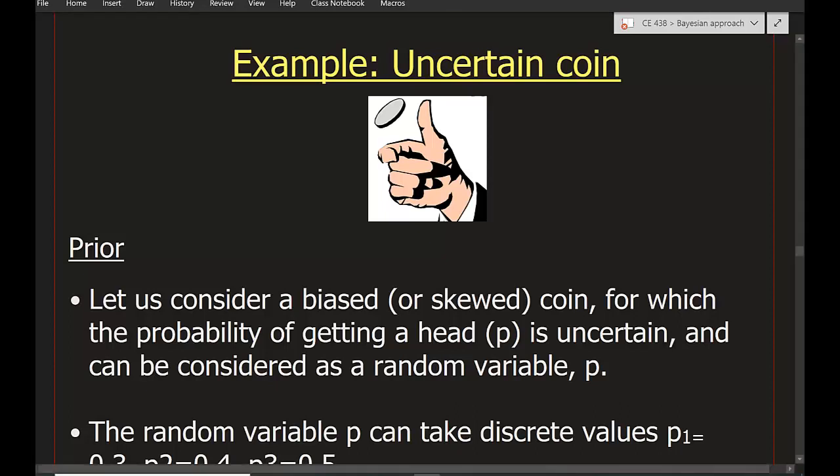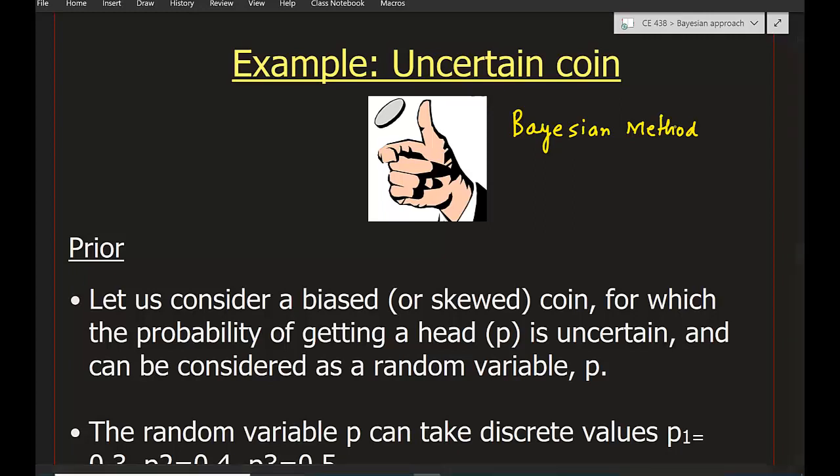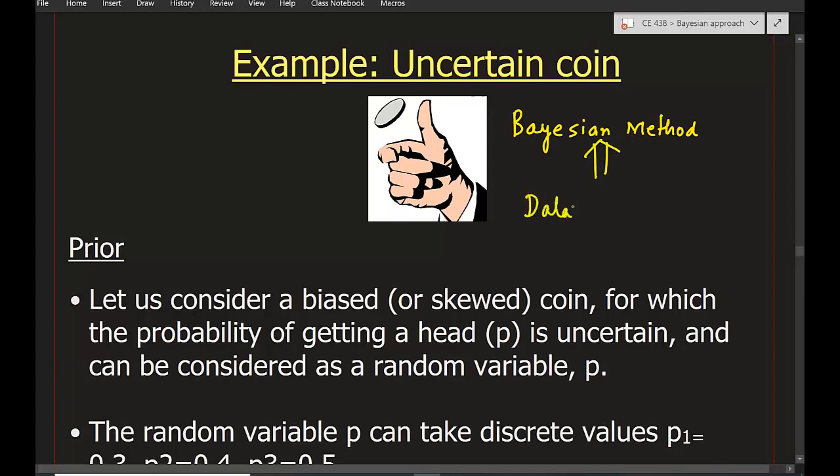So in the last lecture, we discussed the Bayesian method, and we said the Bayesian method provides a powerful tool that can integrate the data and the knowledge that is coming from engineering judgment, domain knowledge, or expert knowledge. So this method can be used with data and domain knowledge.